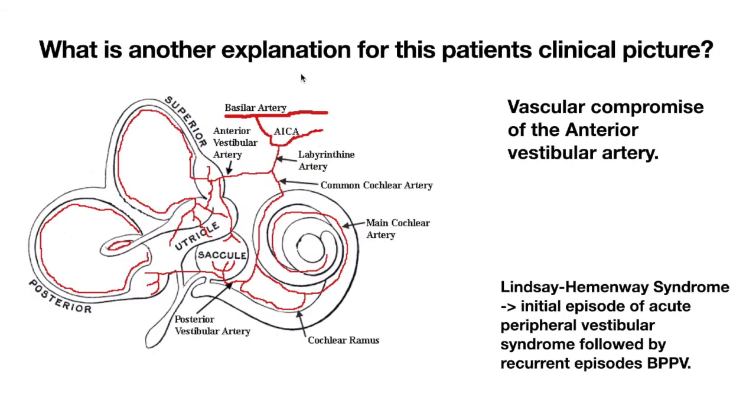Lastly, another explanation for this patient's clinical picture could be a vascular compromise to the anterior vestibular artery that will knock out both the superior and the horizontal canals, just like in vestibular neuritis, but you really can't tell the difference. There is an eponym for it. It's Lindsay-Hemenway syndrome. Initial episode with peripheral vestibular syndrome followed by recurrent episodes of BPPV, just like our patient had.